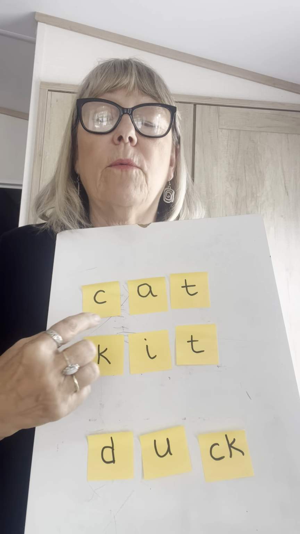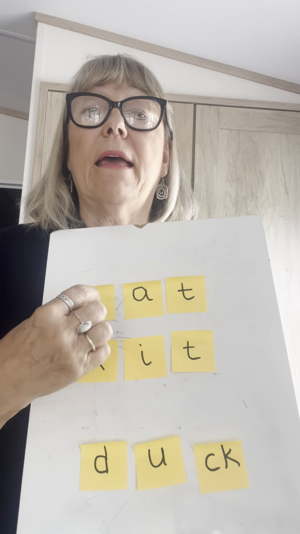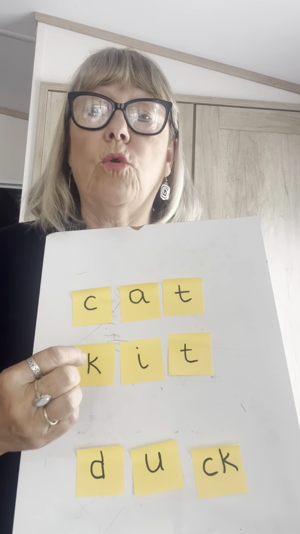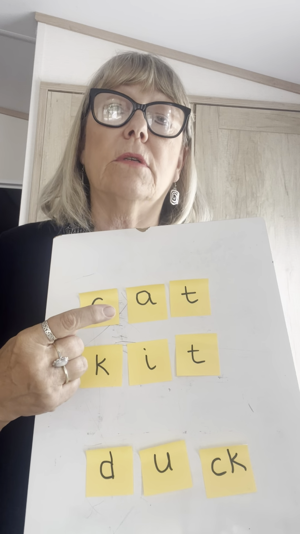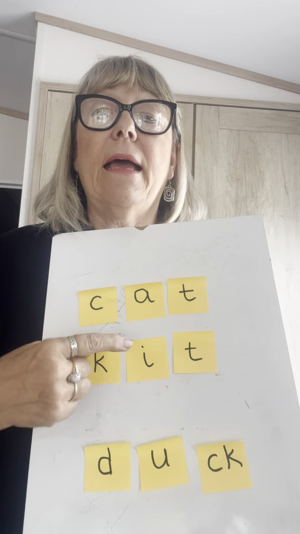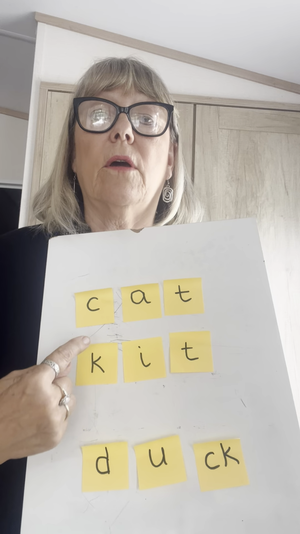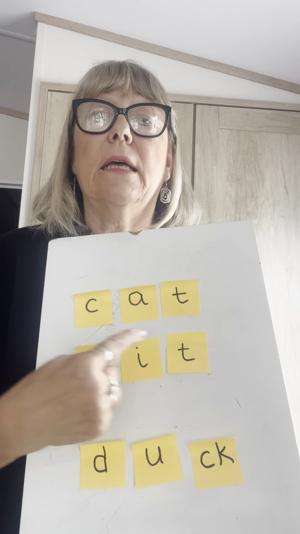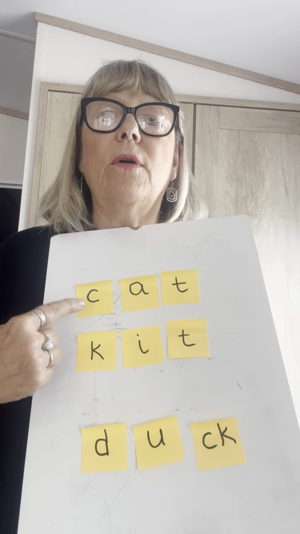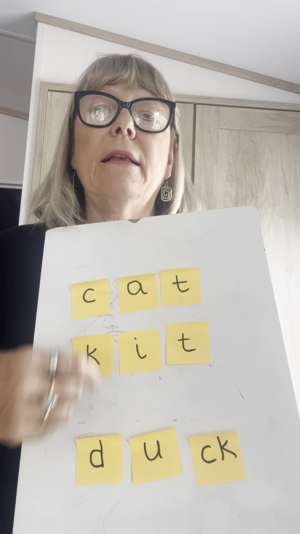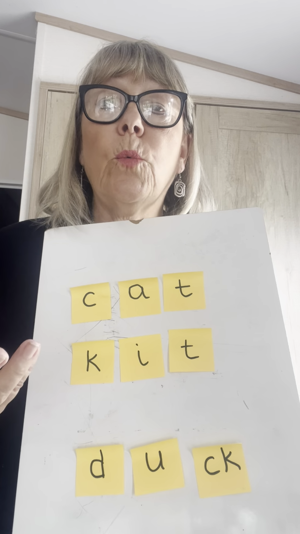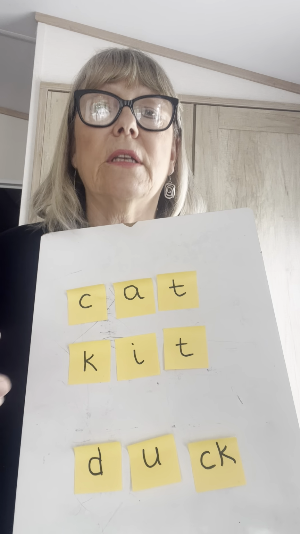So a good practice would be to give them the post-its out of order, get them to put them in order, saying each sound as they do it, and then sounding out the whole word. So going k, a, t, cat. Now you want to point out this is how we spell k in that word. Then give them the other ones and say this is another word with the k sound. This is the word kit.